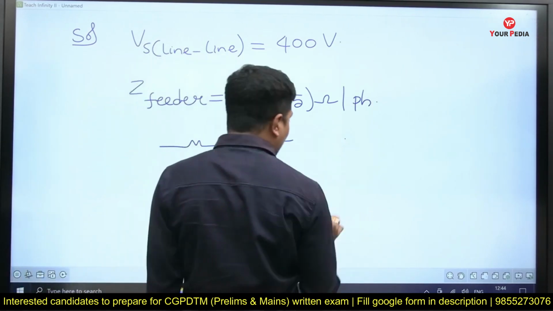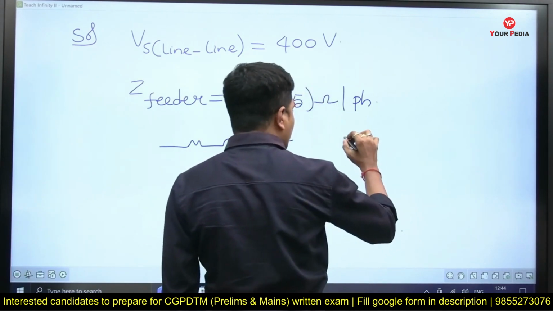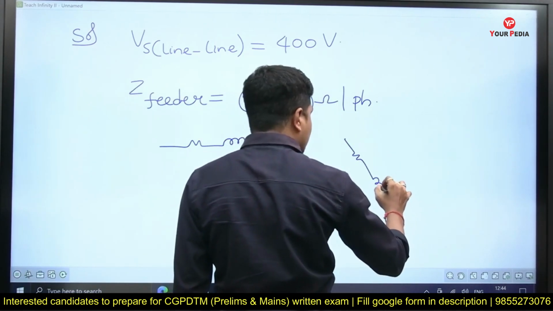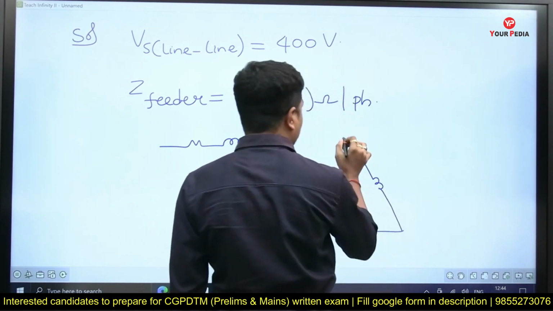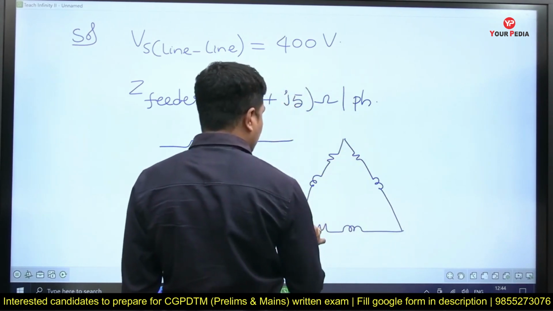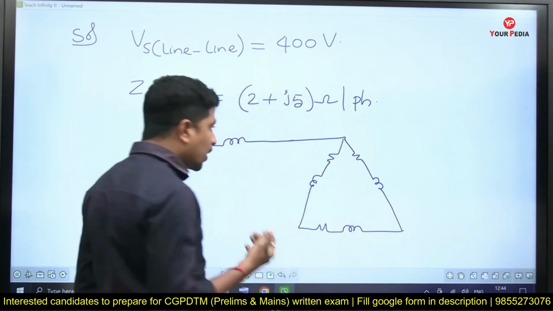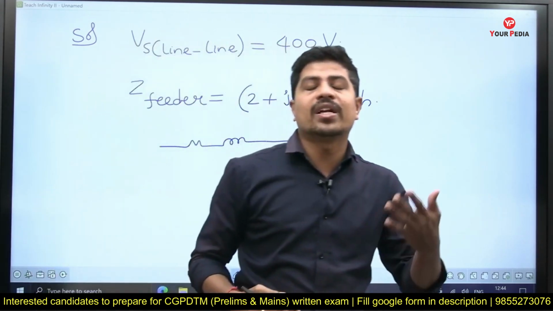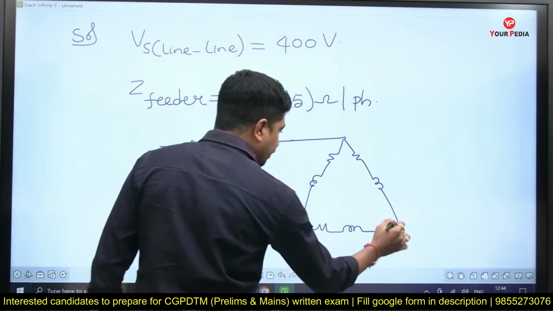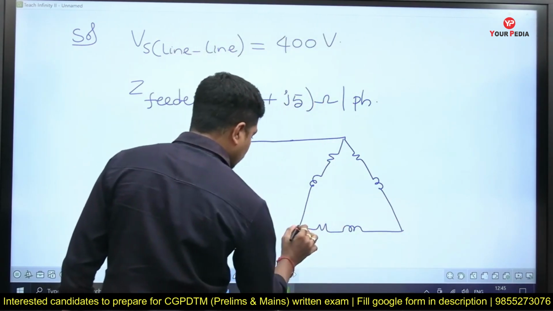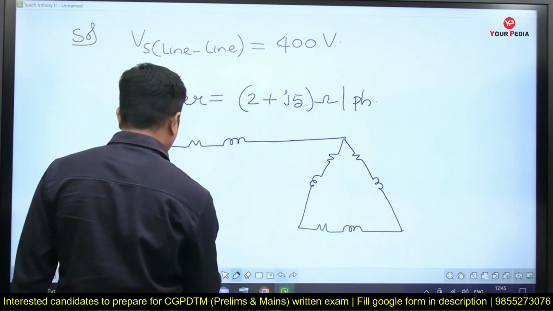Delta connected load is given. Each phase has the same impedance. Therefore, this is a balanced system. Source is balanced. Feeder is also balanced. All three feeders have the same impedance. Feeder impedance is balanced, right?